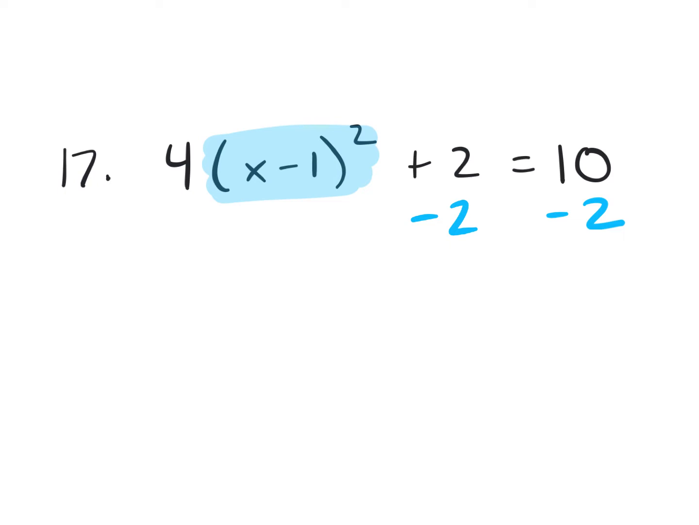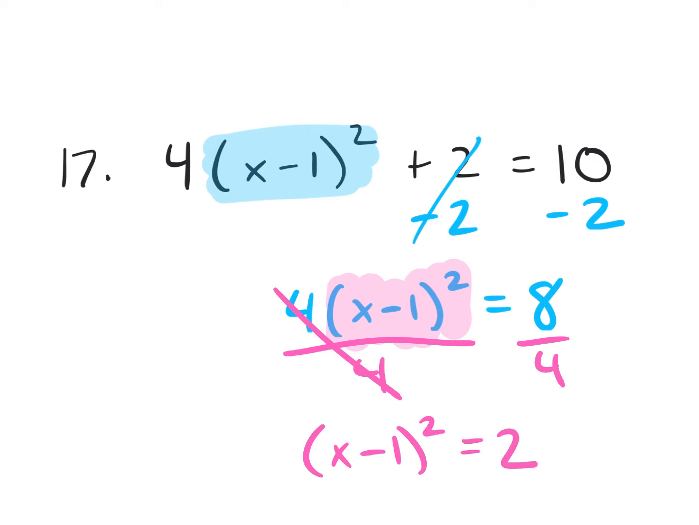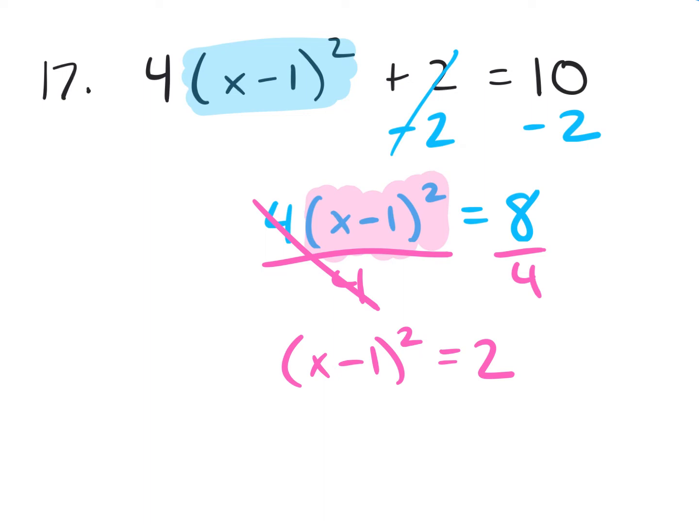Notice what's not highlighted on the left here. I want to move the 2 and the 4 to the other side. So I'm going to subtract 2 to get that 2 over. So I have 4 times x minus 1 squared is equal to 10 minus 2 is 8. And then again, I want to get what's in the parentheses all by itself. So since 4 is being multiplied to it, I want to divide both sides by 4. So now I have x minus 1 squared is equal to 2.